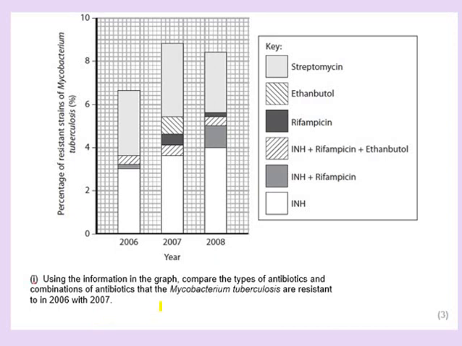Now, first question. Using the information in the graph, compare the types of antibiotics and combinations of antibiotics that the Mycobacterium tuberculosis are resistant to in 2006 and 2007. Okay, so that means we can ignore 2008 completely. For 3 marks, all you need to do is try to compare what's happening in 2006 and what's happening in 2007. Have a look at which antibiotics or antibiotic combinations these bacteria are resistant to. So if you stop the video now and try to answer it, and then after that I will go through the answer.